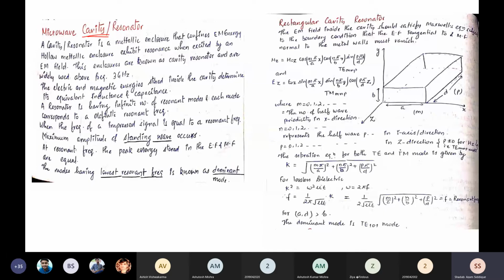Okay, so this is the structure which is given here. You can see we have the x direction and the y direction. The dimension in the x direction is a, in the y direction it is b, and similarly for the z side it is d. The wave is propagating in the z direction.